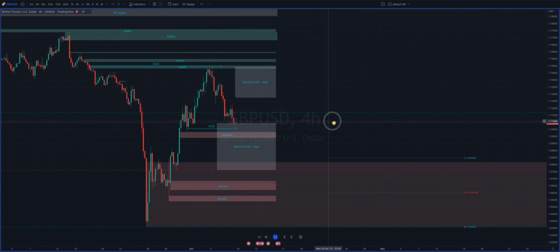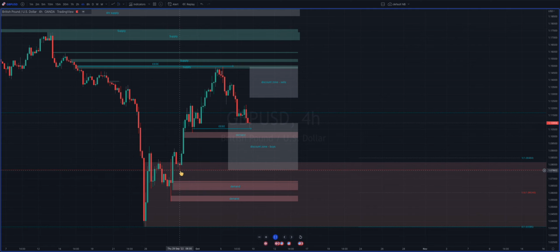So when we look at lower time frame moves, we can see that on the 4 hour even, highs were taken here by this leg out, highs were taken here, highs were taken here, highs were taken here, supply was respected here, and that's a wave.